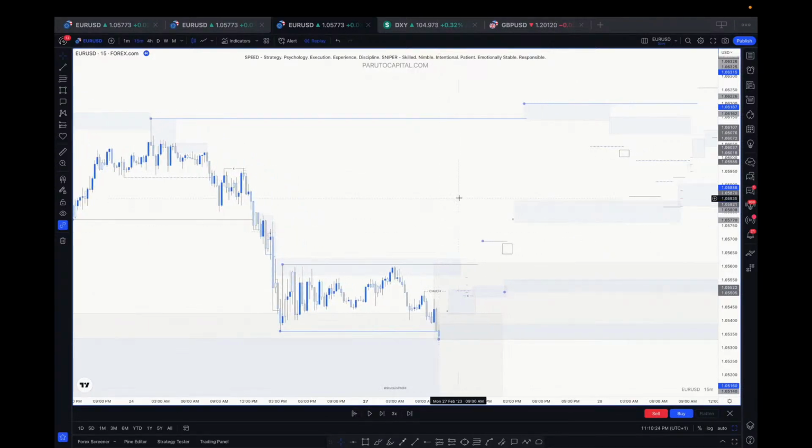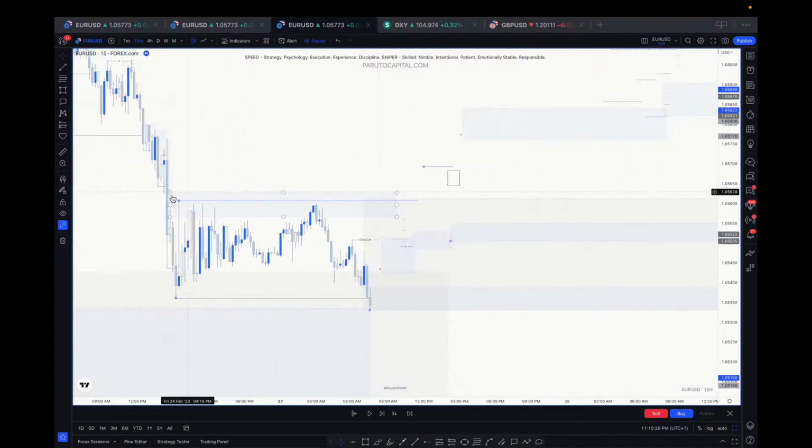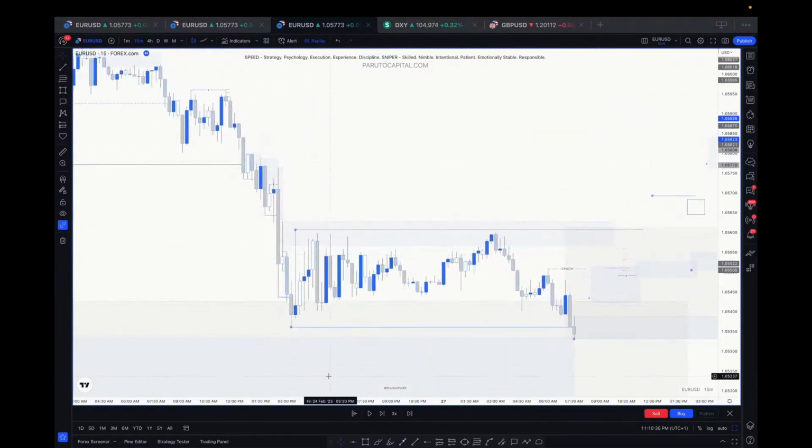Okay, 7:30 a.m. Now by this time, of course, I'm already on the chart, right? And then I would have analyzed the chart. I would have drawn my zones, and I would have also drawn my highs and my lows and all of that. As you can see here, we had some little structure here.